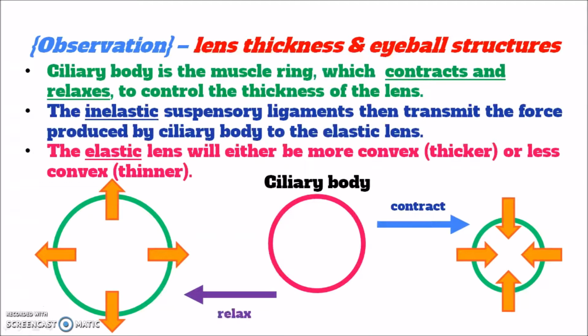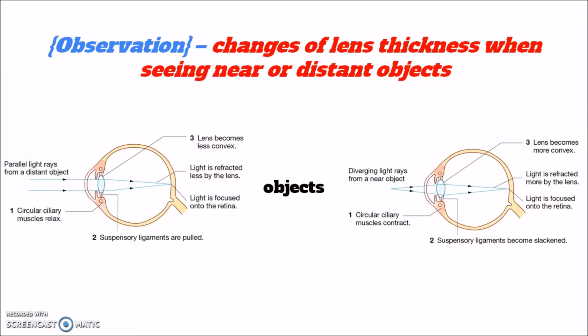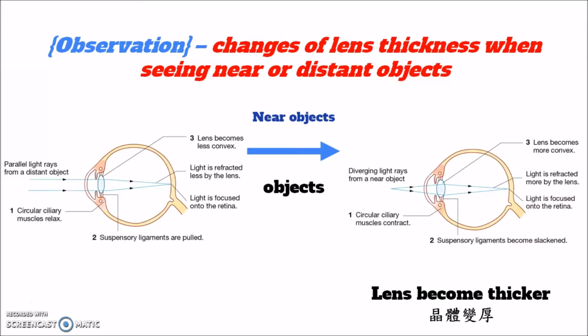the elastic lens. Then we combine all three structures together with the concepts about light rays and converging power of the lens. Based on observation, when seeing near objects, the ciliary body will contract. Then the lens will become thicker. Remember the logic mentioned above. The thicker the lens, the higher the converging power is. That's why we need a thicker lens when seeing a near object.